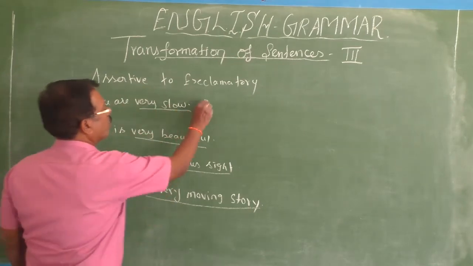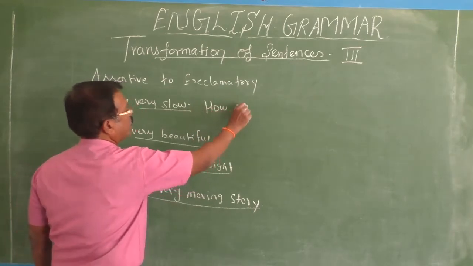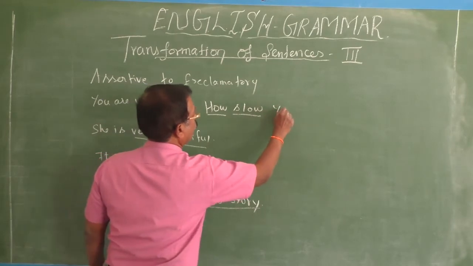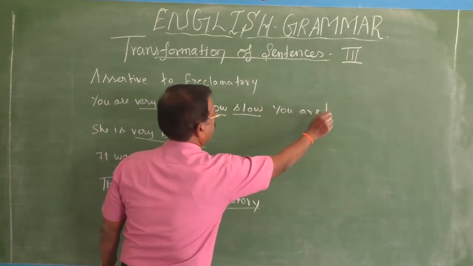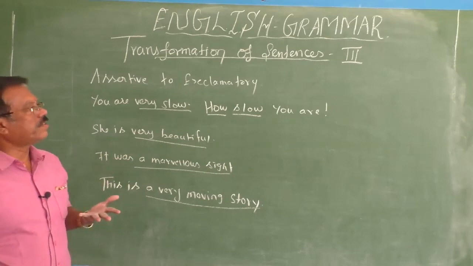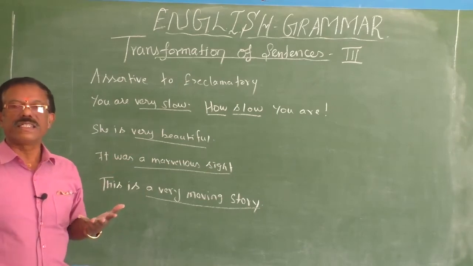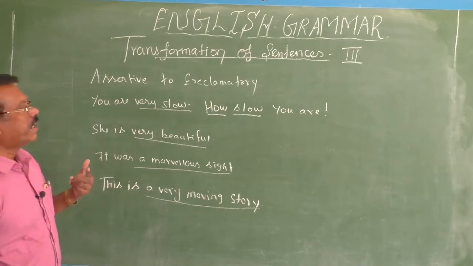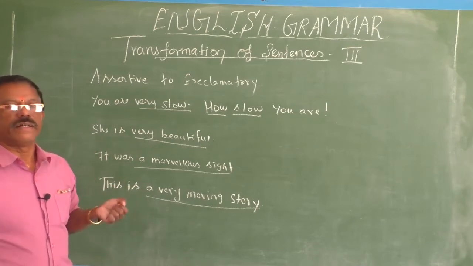Yeah, you are very slow. How slow? How plus adjective, then subject you, then link verb are. How slow you are. Wow, what a nice exclamatory sentence you have got with the least effort. I could see your happy faces. Very nice, children. I hope all of you have got a good idea.